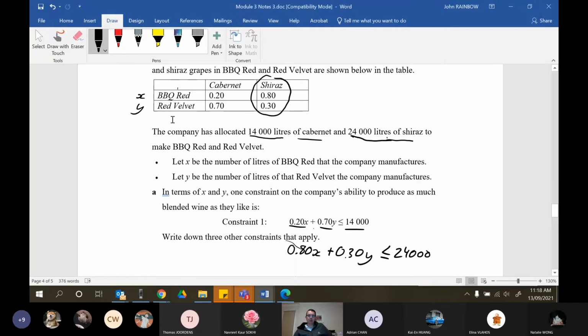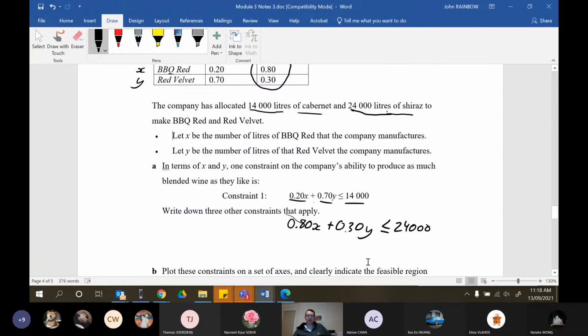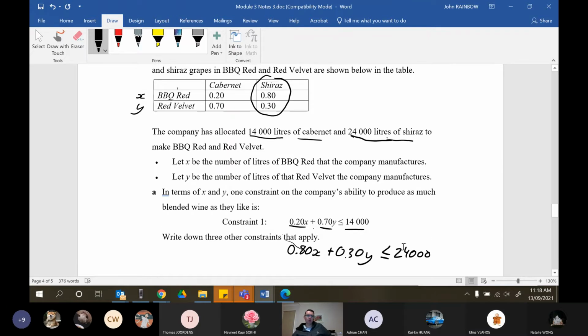But you've also got the red velvet, which uses 300 mils. So we know that the total amount, because we've got this restriction on Shiraz, the total litres of Shiraz is restricted by how much I use per litre of barbecue red and how much I use per litre of red velvet. Does that help a bit, Alina? Does that kind of make sense or not? Because I'd love to explain another way if not. Yeah, that makes sense. Thank you. Okay, work with me on the next one.